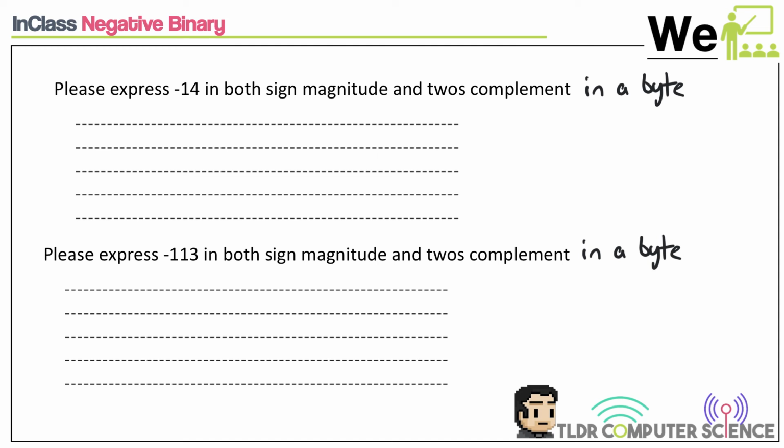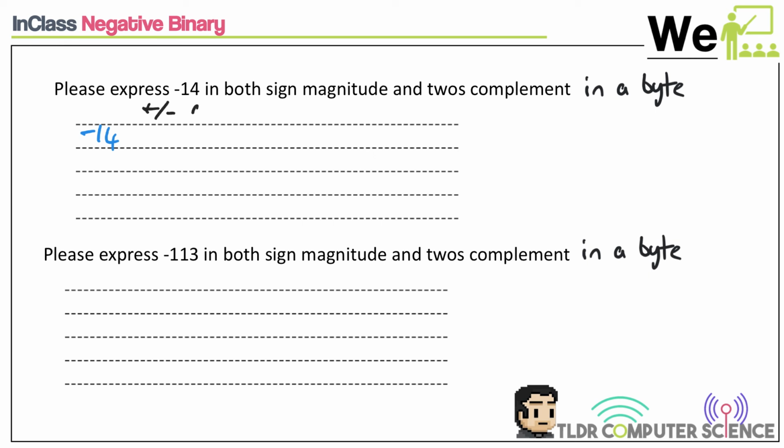Okay, a bit of DIY questions here, looking at sign magnitude and 2's complement, which are the two different ways we can represent a negative number, as clearly expressed here in a byte's worth, otherwise known as 8 bits. So if we're going to do negative 14 as a sign magnitude, what we'll do is have the first and most significant bit representing plus or minus.